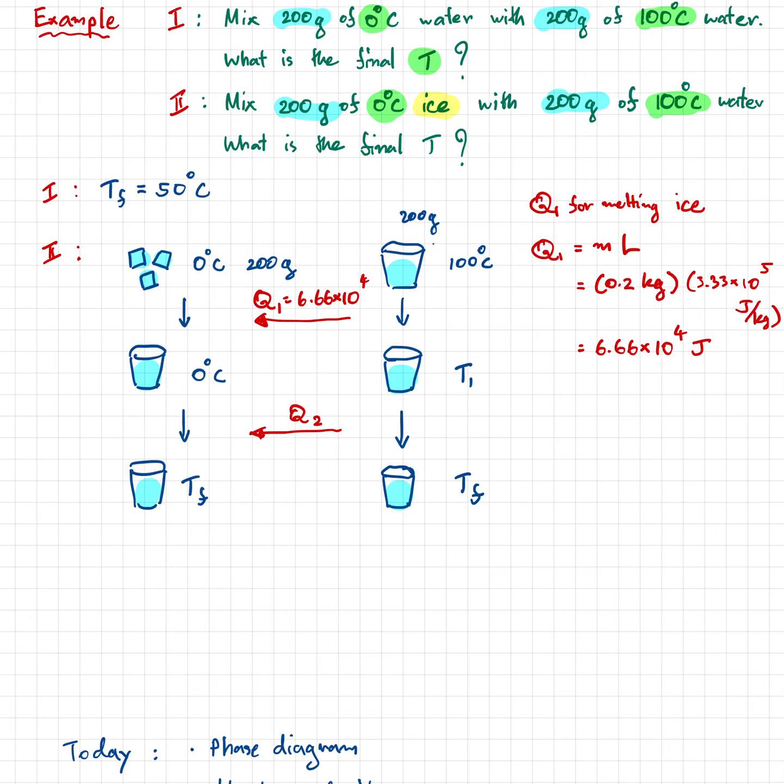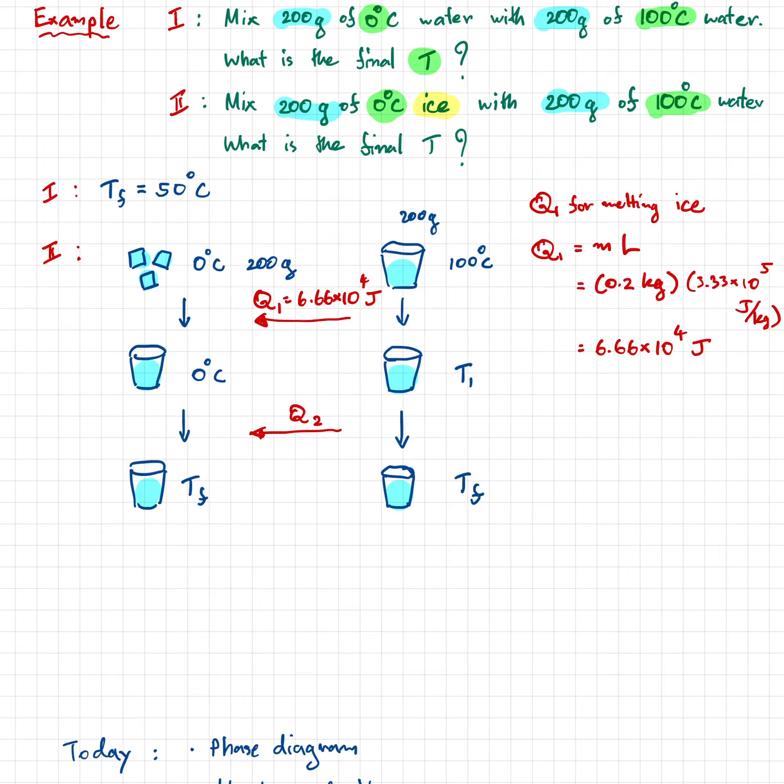So Q1 has to come from hot water. So hot water needs to lose 6.66 times 10 to the 4 joules, right? So in the end, we need to calculate, after losing this much energy, what's the final temperature of the hot water, okay? So we need to calculate T1.